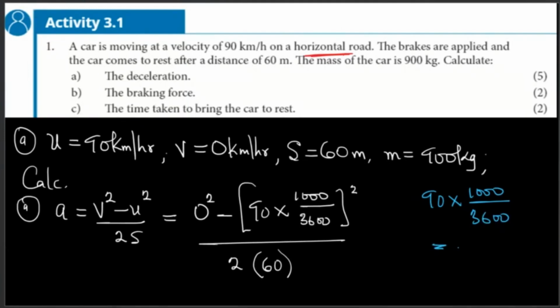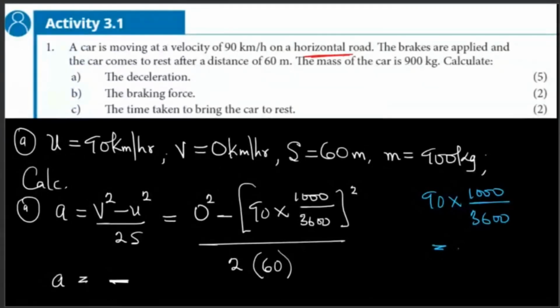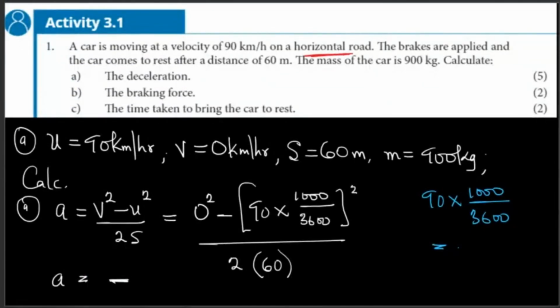Can someone give me the answer? Because it is deceleration, you are surely going to get a negative answer. This deceleration is going to be minus 5.208 meters per second square. So what would be the deceleration of the car? 5.208 meters per second square.